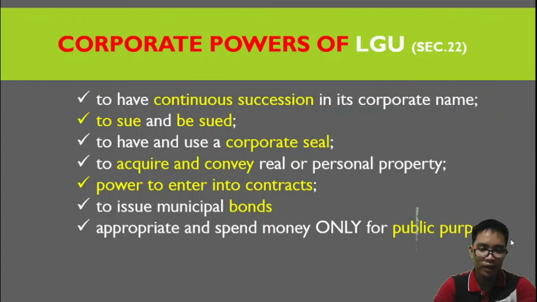So, to issue municipal bonds. Ano naman ibig sabihin nito? Bonds is about lending. Okay? LGUs can issue or accept bonds. Sa Tagalog, pwede silang magpautang or pwede silang umutang. Okay, so they also have the power to enter contracts. Nag-usapan natin kanina yan. Appropriate and spend money only for public purposes. Appropriation simply tells us about the use of public funds for public purposes.